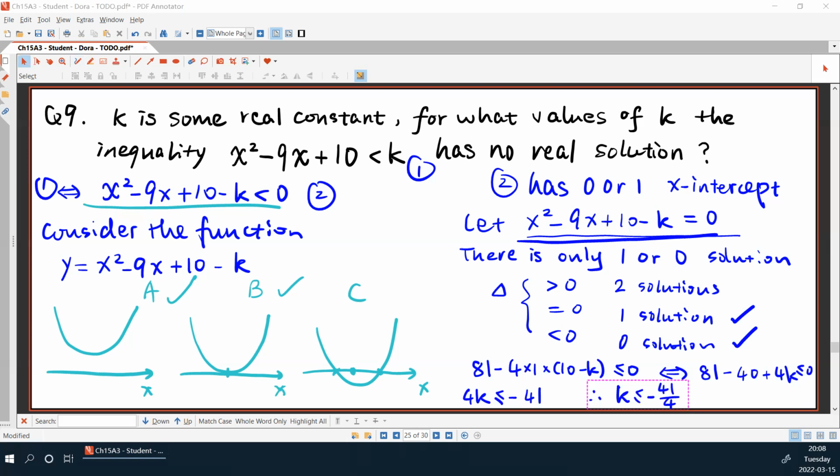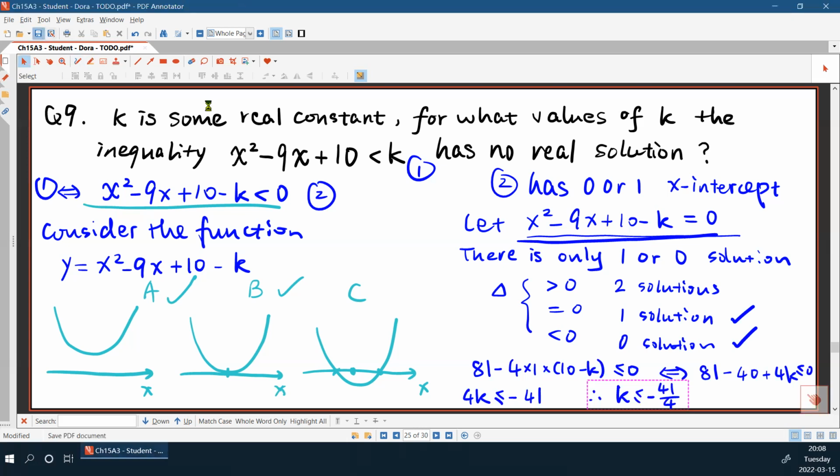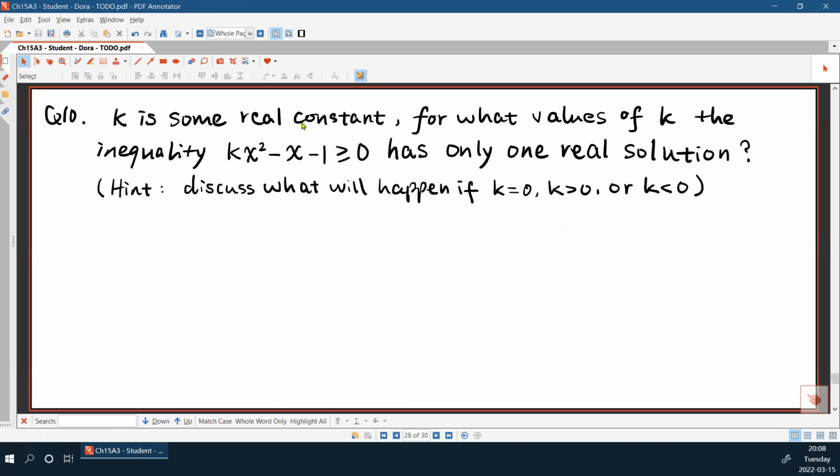Okay, let's see the next one. Okay, this time k is some real constant. For what values of k does the inequality like this have only one real solution? Okay, so in order to find the solutions, we need to discuss different values of k, right? Because this expression here is not necessarily a quadratic function, right?